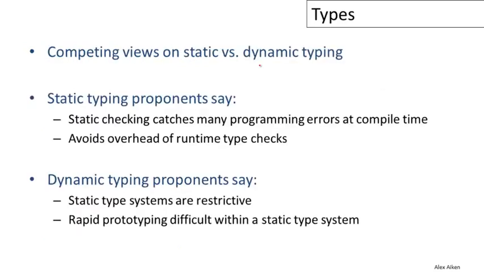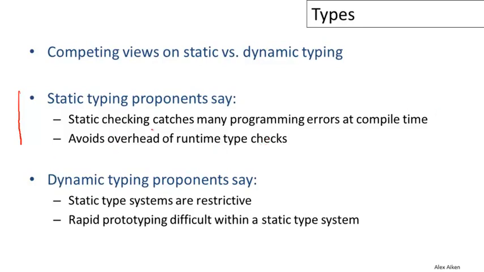For decades, there has been a debate about the relative merits of static versus dynamic typing. And without taking sides, let me lay out for you what the various proponents on each side say. So the people who believe in static typing say that static checking catches many programming errors at compile time, and it also avoids the overhead of runtime type checks. If I've done all the type checking at compile time, well, I don't have to check the types at runtime. I don't have to check when I go to do an operation that the arguments are of the correct type because I already did that check once and for all at compile time.